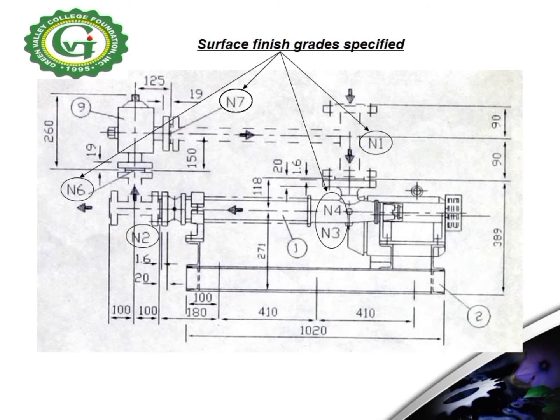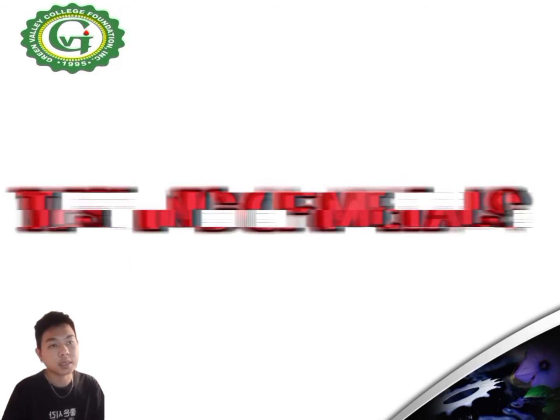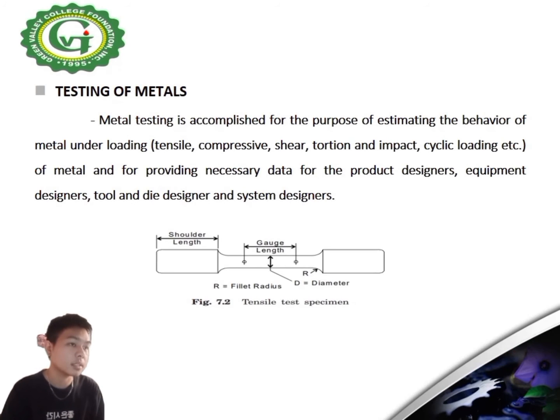So good morning everyone. My reporting is all about testing of metals. Metal testing is accomplished for the purpose of estimating the behavior of metal under loading: tensile, compressive, shear, torsion and impact, cyclic loading, and etc. It also provides necessary data for product designers, equipment designers, tools and die designers, and system designers.